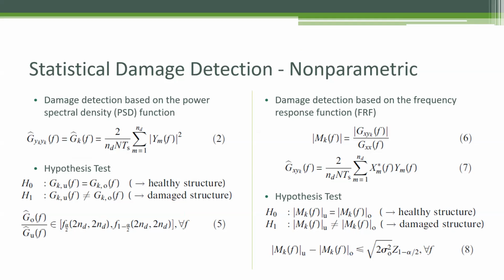The amplitude of the frequency response function, or FRF, can be explored and is defined as shown in equation 6, where the cross-spectral density G is given by equation 7. The hypothesis testing was formulated as shown, where the null hypothesis was accepted if the difference between the FRF of the unknown and baseline states fell within the bounds of the standard normal distribution as shown in equation 8.